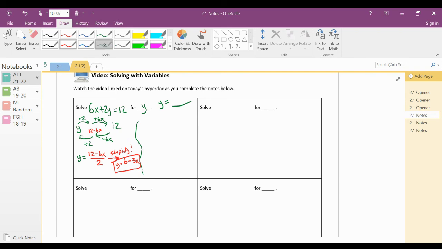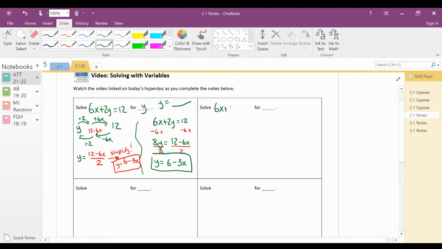If we were to do this with basic moves, we can start with our equation, 6x plus 2y equals 12. And just like in backtracking, we're going to do the reverse order, which means we're going to subtract 6x from both sides. This gives me 2y equals 12 minus 6x. Again, I can't combine those. Divide both sides by 2, and I'm looking at y equals, and again, I can simplify this. 12 over 2 is 6, negative 6x over 2 is negative 3x. There's my answer.